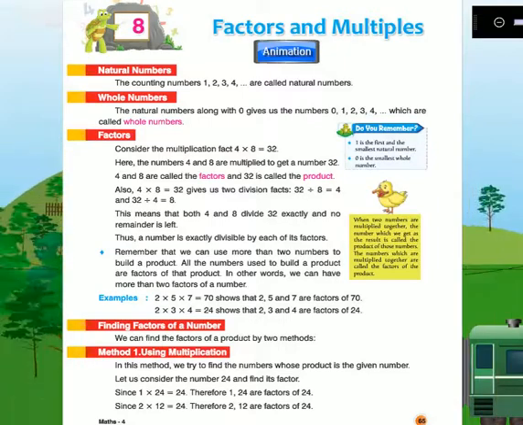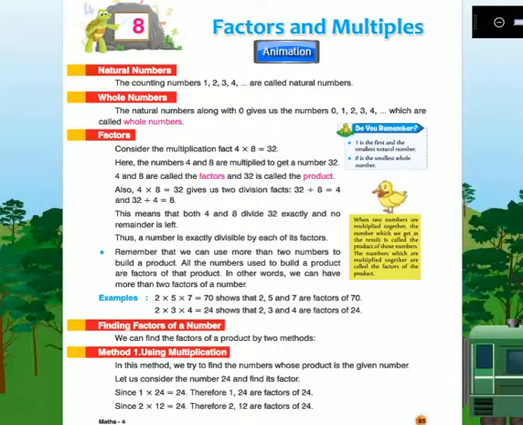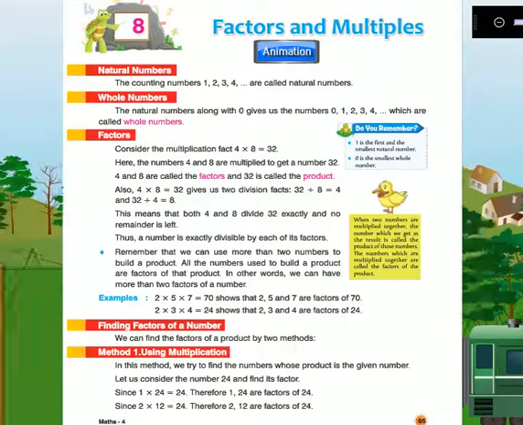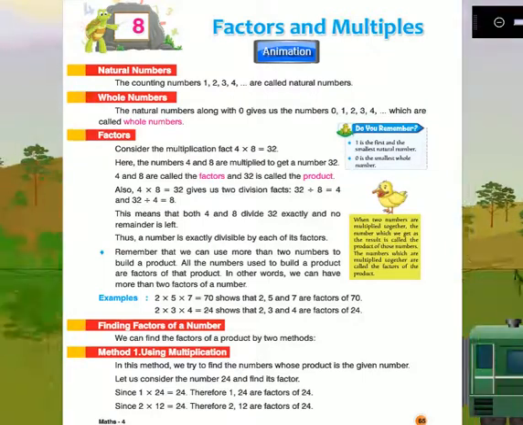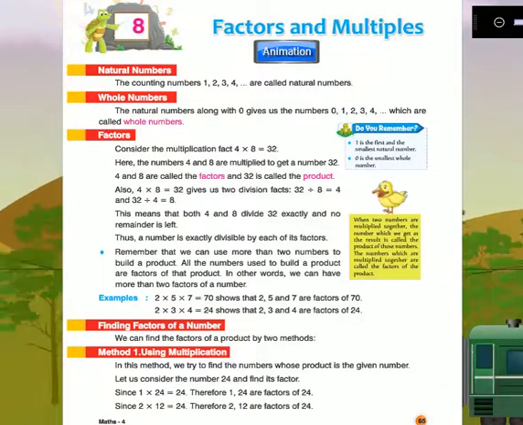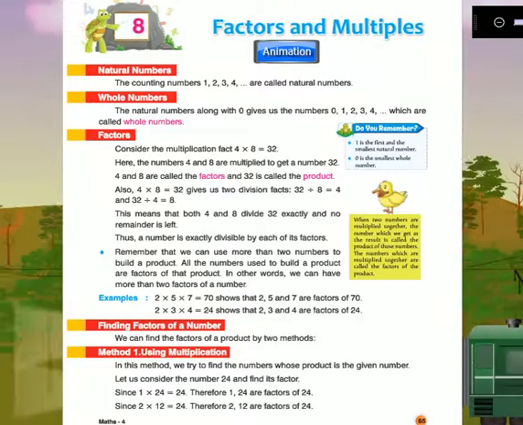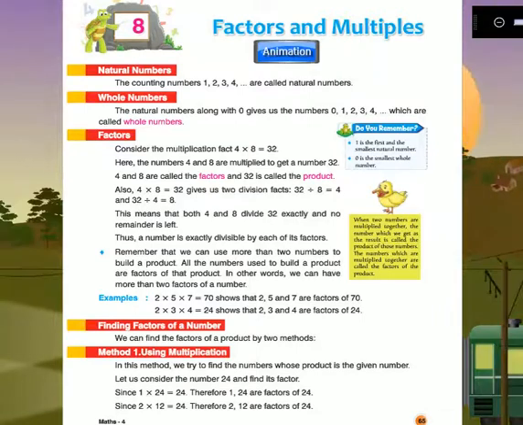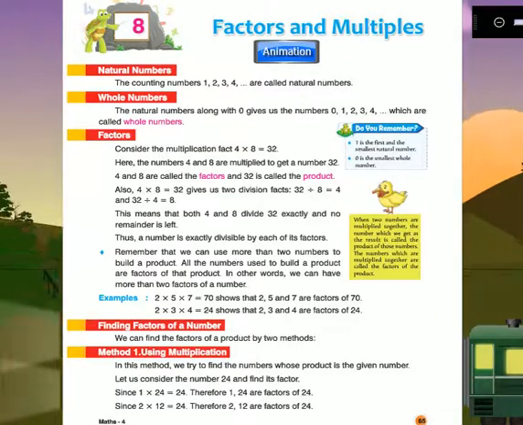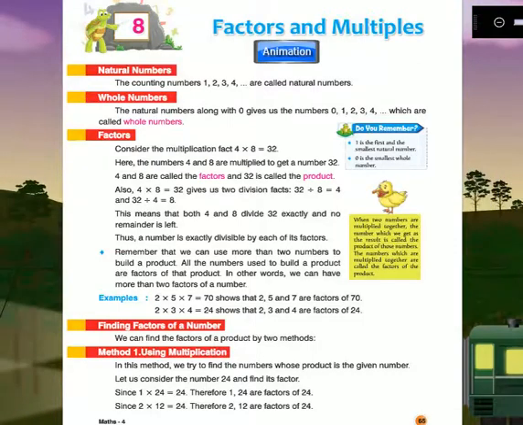Chapter 8. Factors and Multiples. Natural numbers. The counting numbers 1, 2, 3, 4 are called natural numbers. Whole numbers. The natural numbers along with 0 give us the numbers 0, 1, 2, 3, 4 and so on, which are called whole numbers.